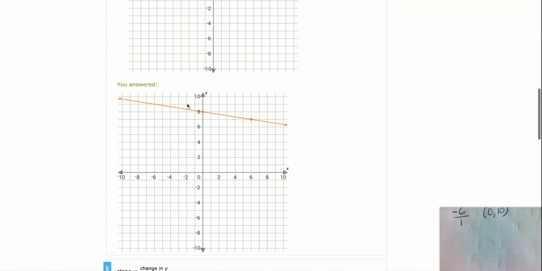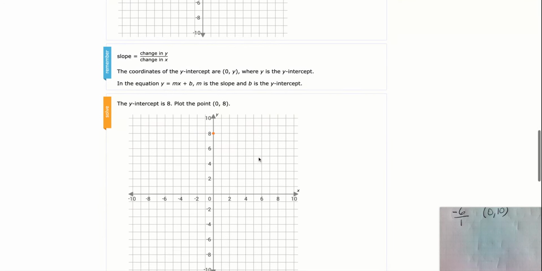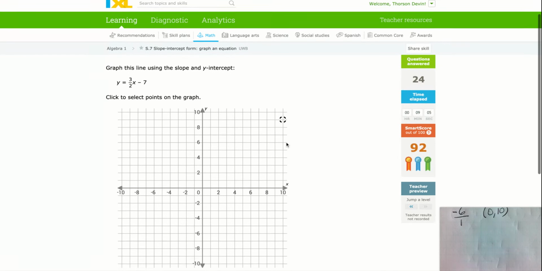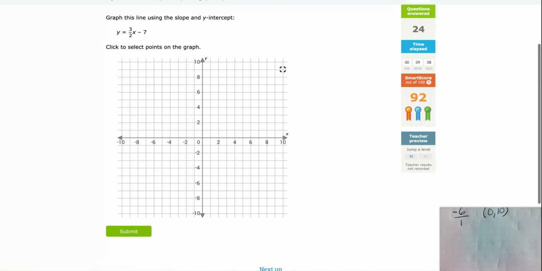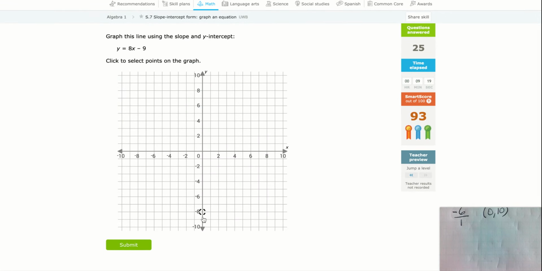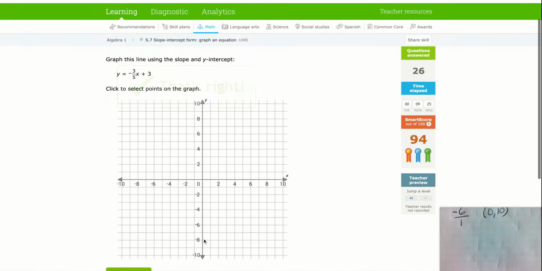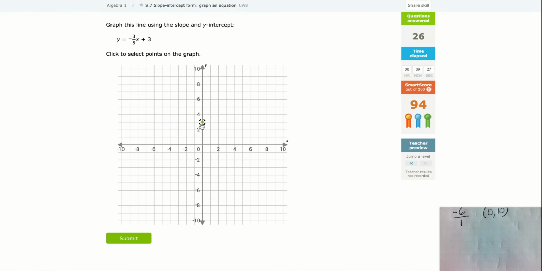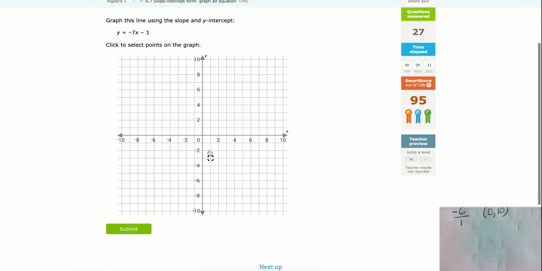Positive 1/6, then I made it negative. I went down 1. I made a mistake. Don't make that mistake. Check your slope. Okay, negative 7. Hey, I didn't go down too far. Negative 7, up 3, right 2. Positive slope, yep. Negative 9, up 8, right 1. Positive 3 y-intercept, down 3, right 5, because it's a negative downhill slope. Negative 1, down 7, over right 1. So it's a negative slope going downhill.